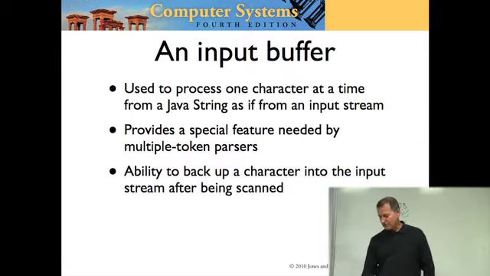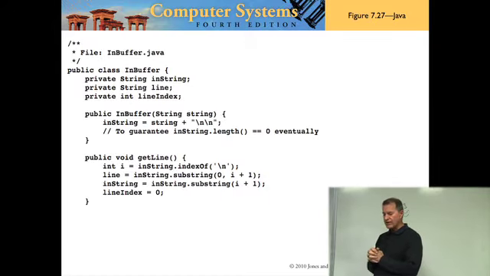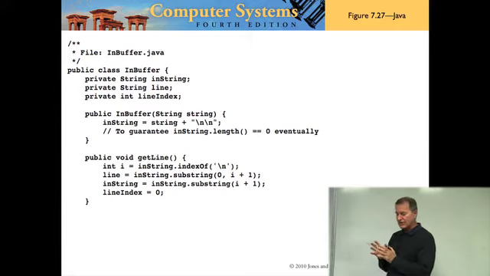Now, here's how we're going to do it. We are implementing our translation in Java, so we're going to have to use Java strings, and we have to use Java coding to do this. So check this out. Here, on figure 7.27, is our file named inbuffer.java. This doesn't correspond to figure 7.27 in the book, because the book is written for C++, so this is the Java version of it.